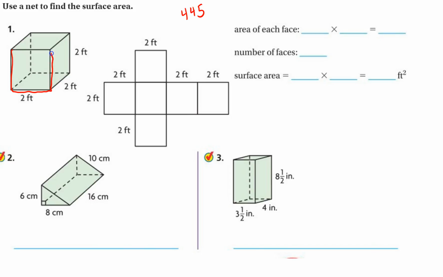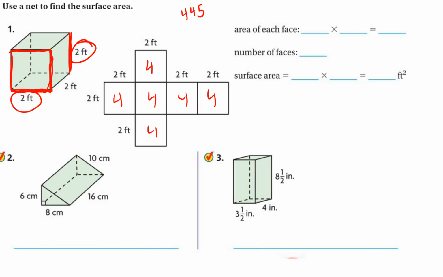So that means I just need to find the area of one side and then multiply that by 6 because there's 6 total sides. So the length of this bottom line is given. It's 2. The length of this line is going to be the same length as this line, which is also given. It's 2. So this is 2 by 2, so it's 4. So all of them are going to be 4.